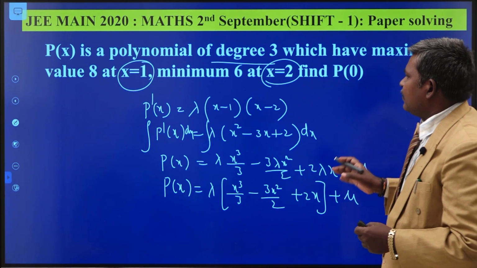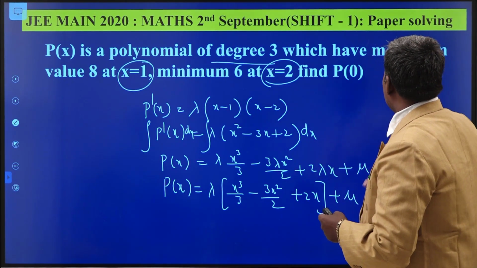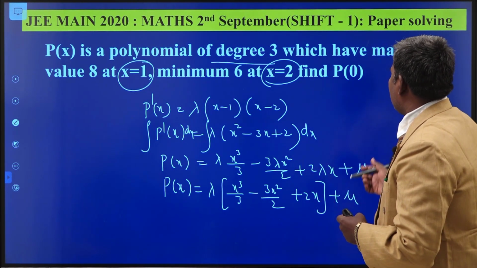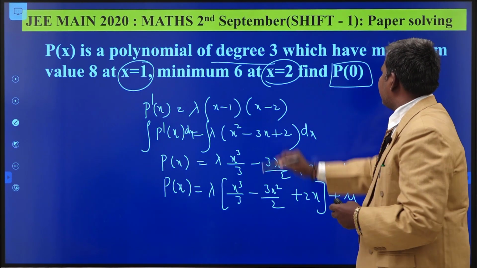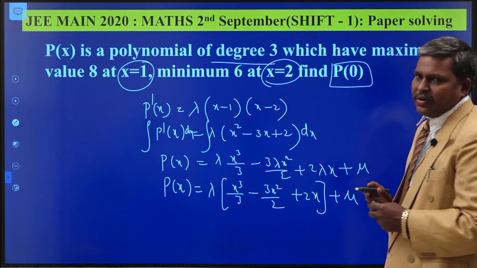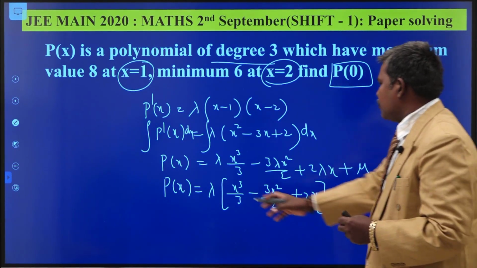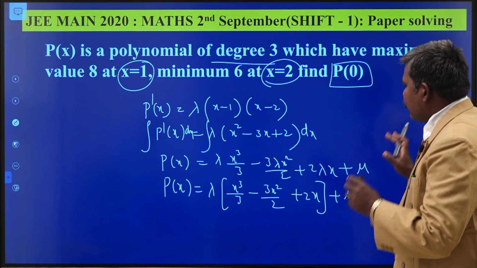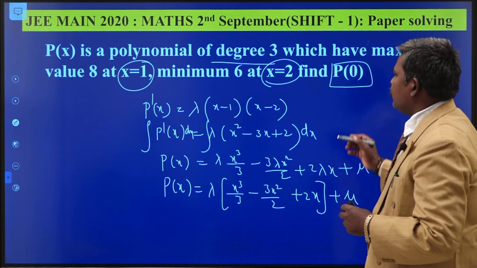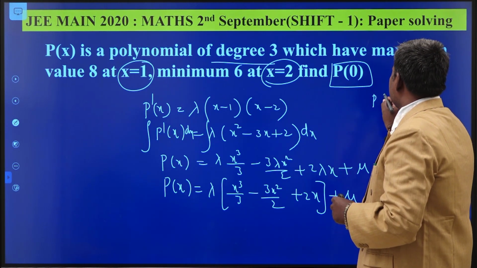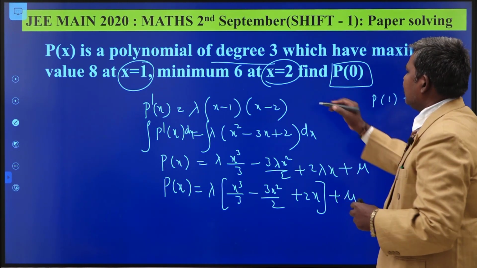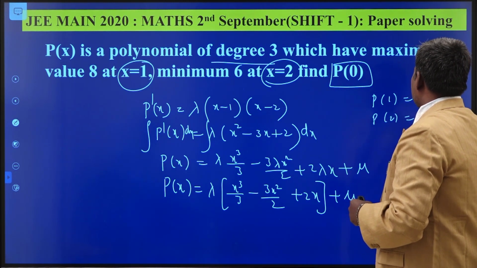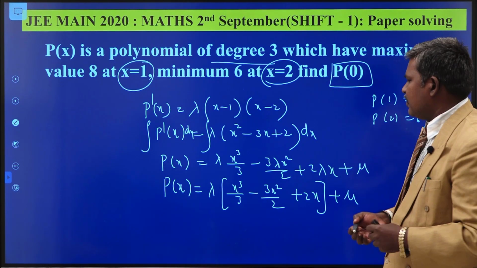Then P of x is a polynomial of degree 3 which has the maximum value 8 at x equal to 1, minimum value 6 at x equal to 2. You have to find out the value of P of 0. P of 0 means you have to find out the value of mu itself. Substitute 0, the entire thing will be 0, you get mu. Now if you want to get lambda, mu, you have to use P of 1 is equal to 8 and P of 2 is equal to 6. Am I correct or not? They are given to you, the functional values.